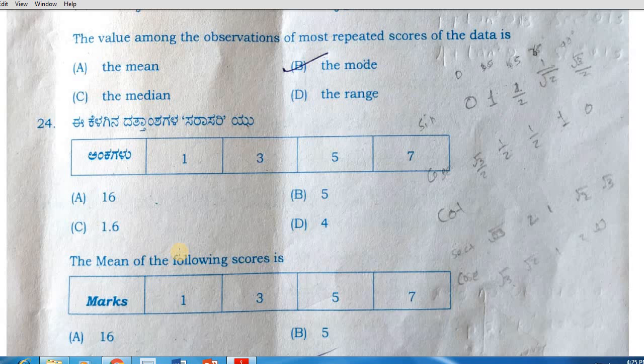Question number 23, children. The value among the observations of the most repeated score. Those who have watched yesterday's last minute video, I have covered all these things. The most repeated score we call it as mode, hence option B is right.